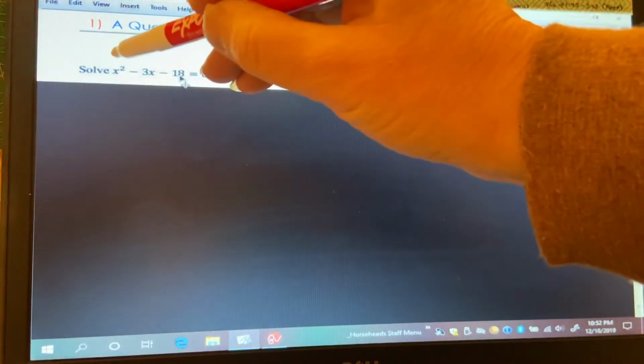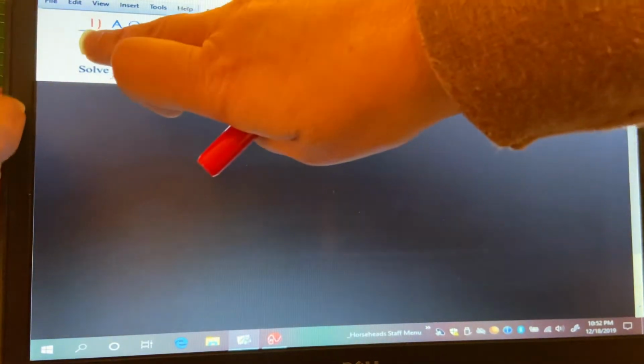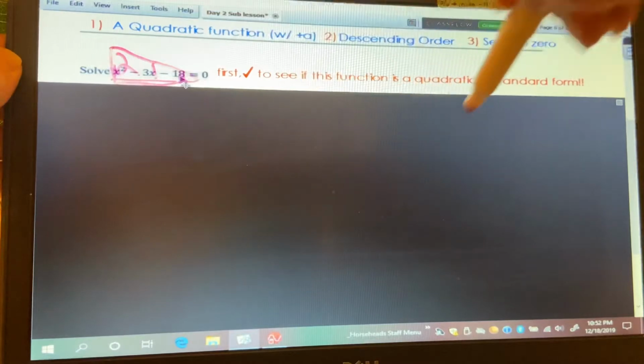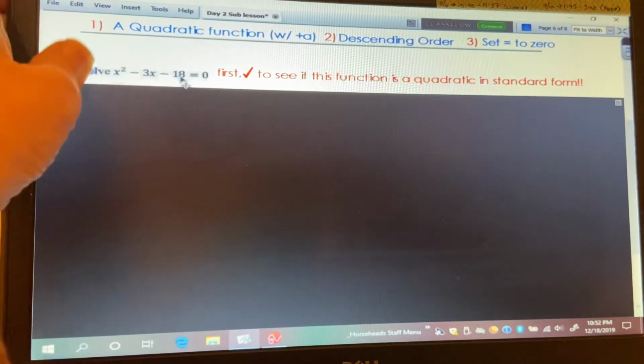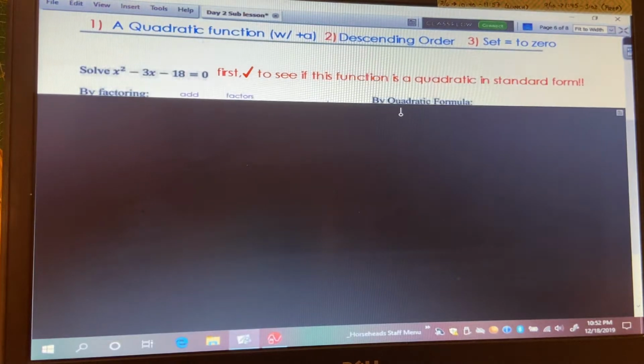Remember, I like to have that little drawing right there like this. That's a crooked triangle there, but from highest exponent to no exponent. So 2, 1, nothing. So that is descending order. And then it is set equal to 0. So all of these qualifications are met, therefore we can proceed. Okay, we're going to solve this by factoring, just like we did in Unit 9. And then we're going to solve it by using the quadratic formula.